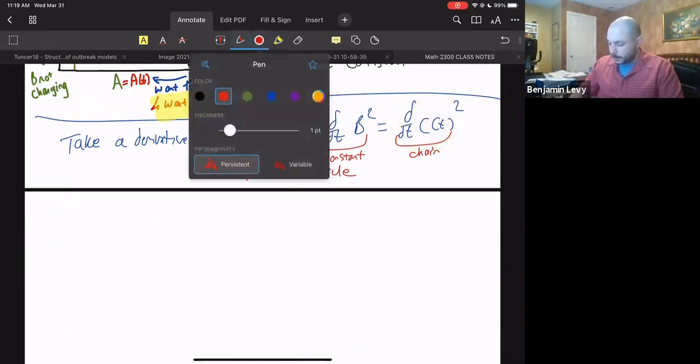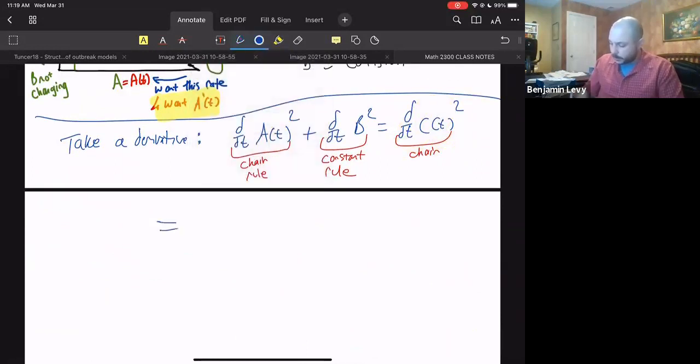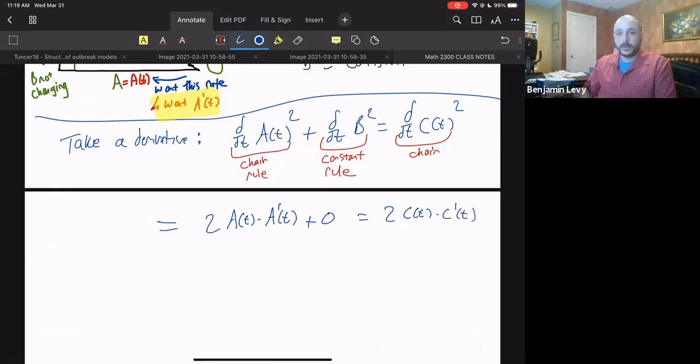So this then becomes 2a, here I'll put the a of t still, times a prime of t. Right, that's the chain rule. The b just goes away, and then we get 2c c prime. Right, those are the chain rule.